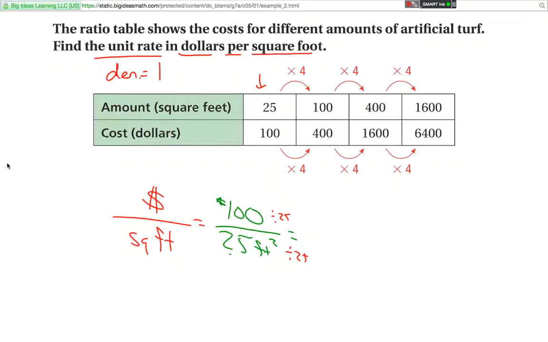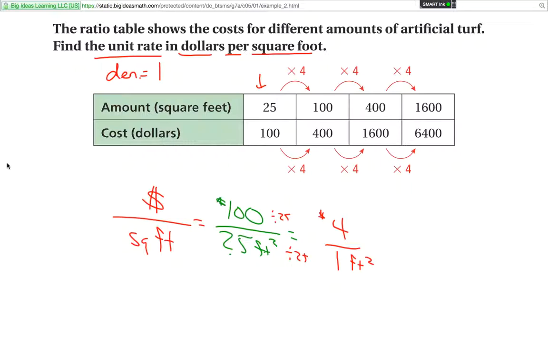So we're going to divide bottom by 25, and whatever you do to the top, you do also by 25. 25 divided by 25 is 1. That's still 1 foot squared. So the units, and then 100 divided by 25 is 4. Yeah. So it's going to be $4 per square foot. Okay. $4 per square foot.